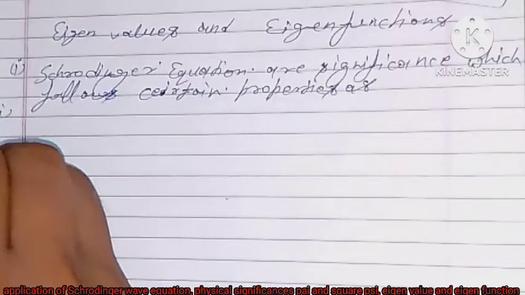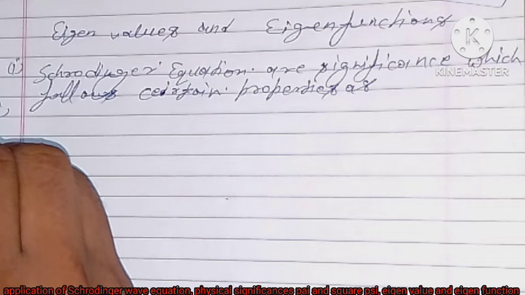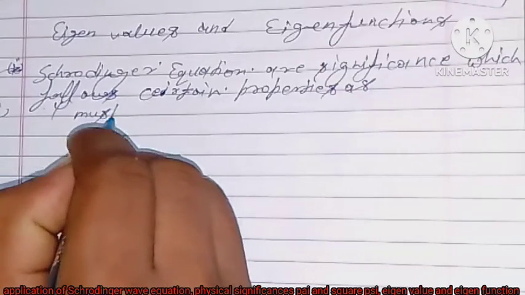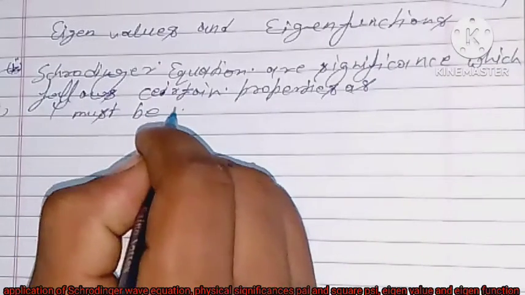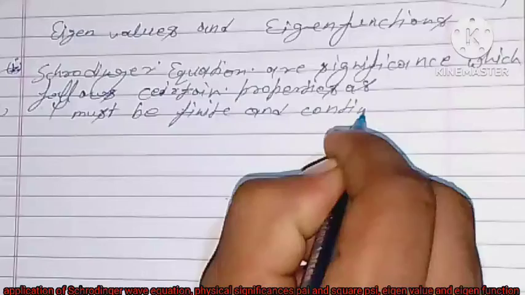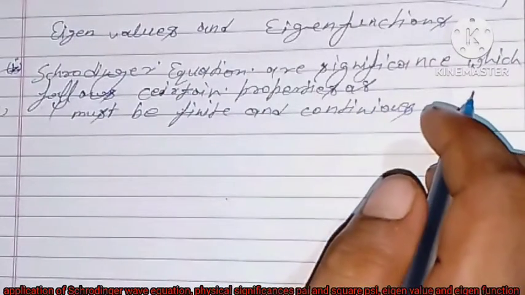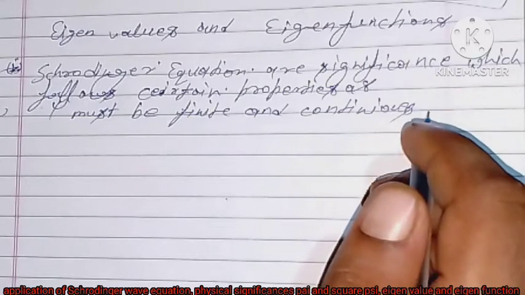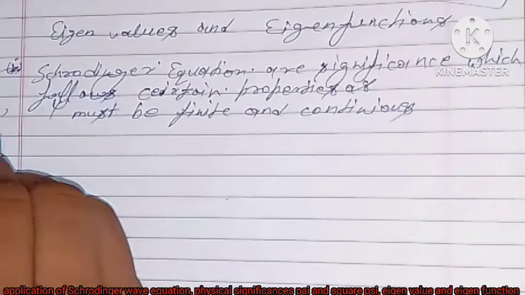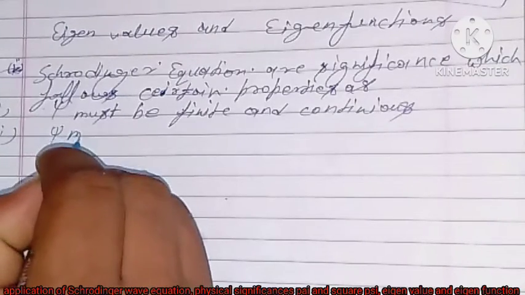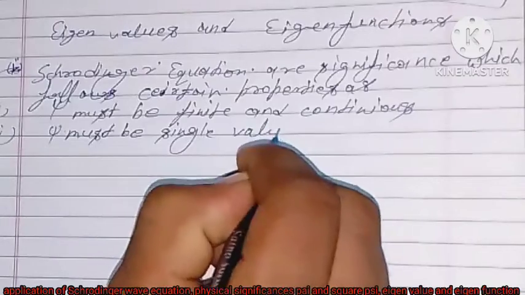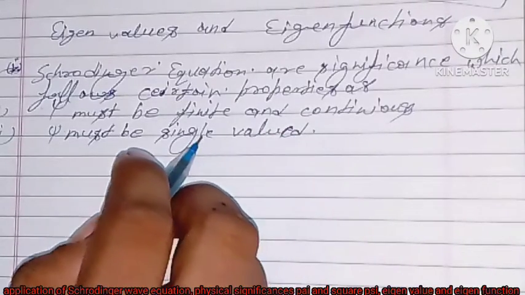As the first property, psi must be finite and continuous. The value of psi must be continuous and finite. Second, psi must be single valued.